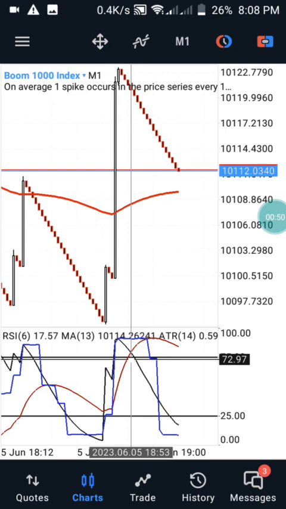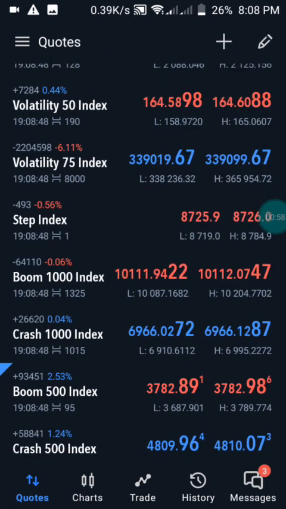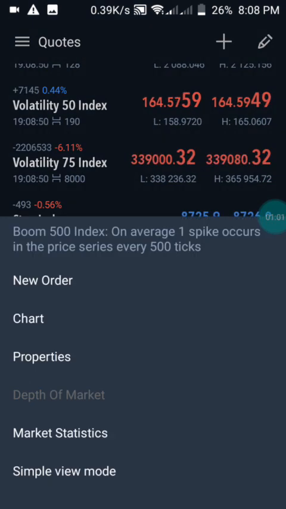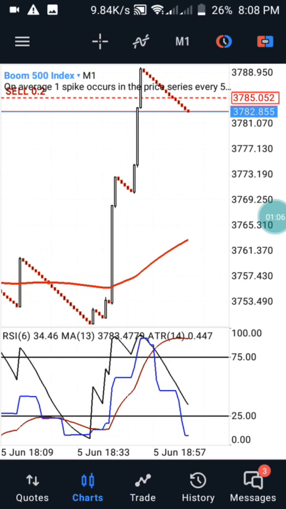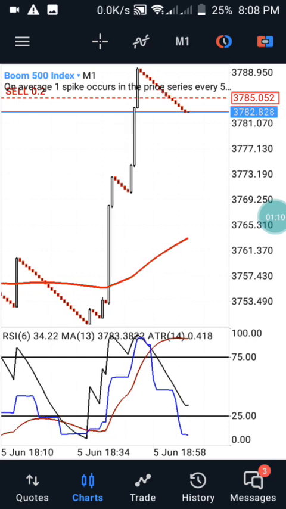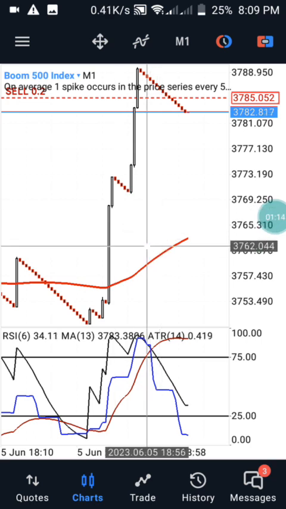But in today's video, we are going to be shedding more light on Boom 500. Let me show you exactly what happened. This is Boom 500 on the 1 minute time frame. I'm going to show you the reason why I entered this particular trade.